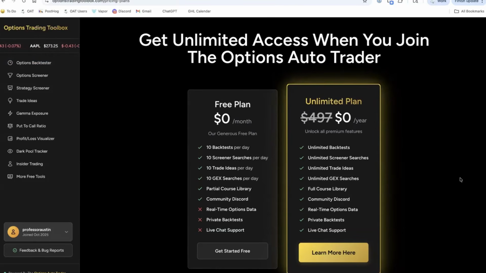Don says, if we don't have the unlimited bot program, can we still link our bots with the options trading toolbox? Any member of the options auto trader can use this. So it doesn't matter what plan you're on, from our cheapest to our highest tier, you all have access to the trading toolbox with it.